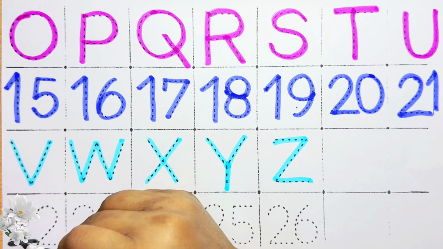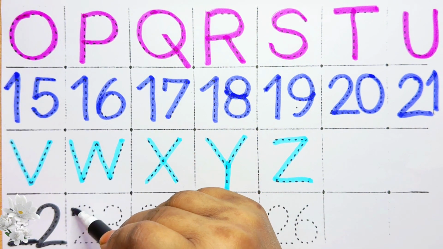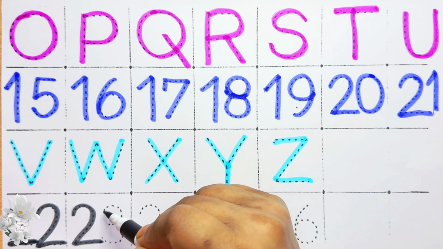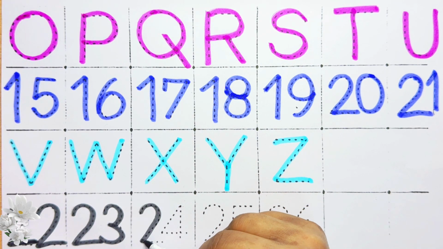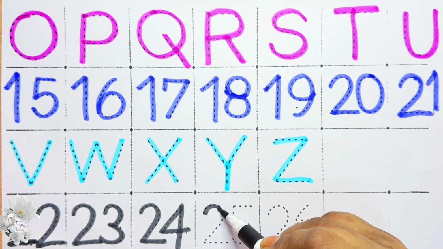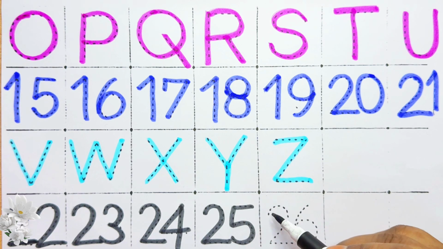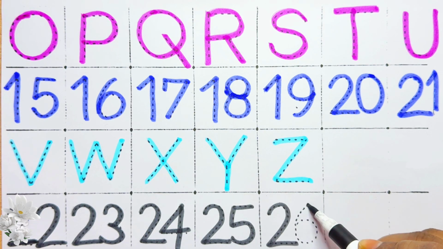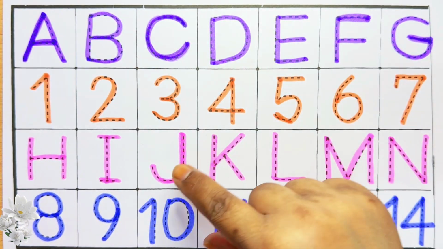22. 23. 24. 25. 26. Now let's revise the alphabets and numbers.